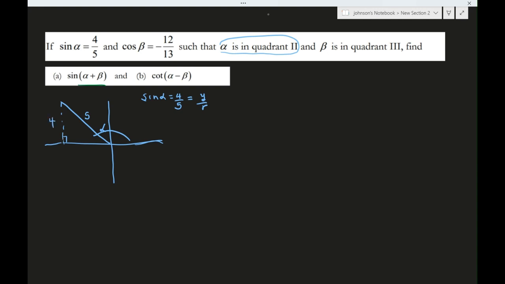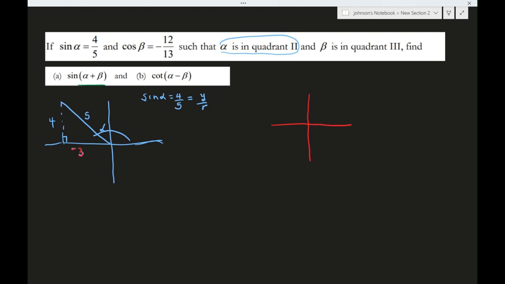Then if we use Pythagoras theorem, we can easily get that this one equals 3 here, but it's going to be minus 3 here because we are in the second quadrant, so this will be minus 3.